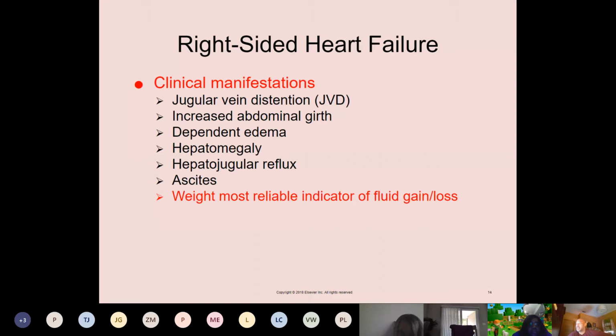Also take a look at chart 35-2 for right heart failure signs and symptoms. You need to know the difference between the two. As you can tell, one is more pulmonary, the other comes from the peripheral venous system. And as we know, when we have decreased blood flow to our organs, it causes them to dysfunction.